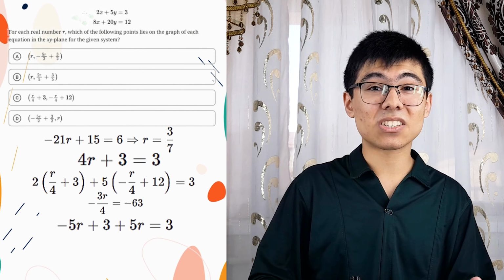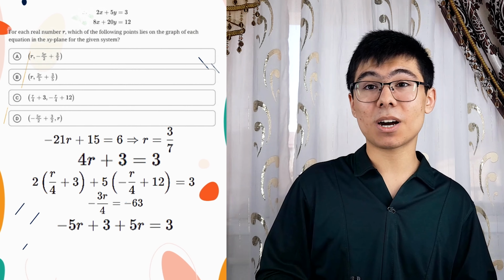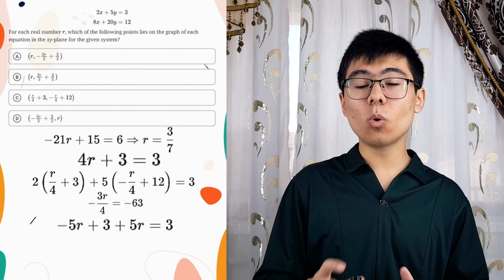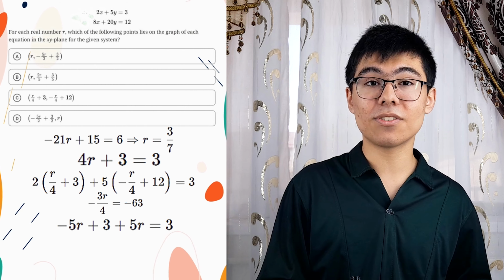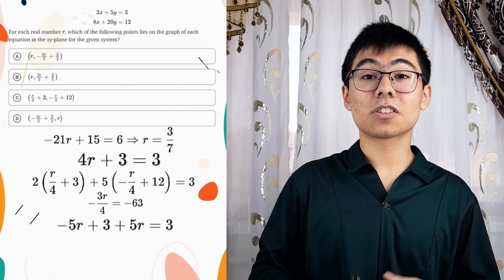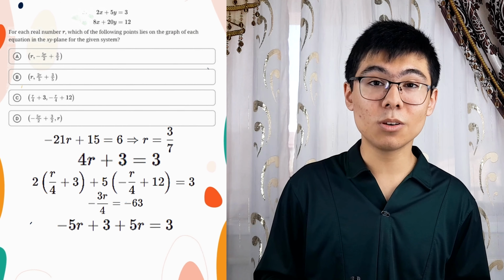And there you have it. When both equations in a system are actually the same, you're only dealing with one line. To find a point on that line, we needed a value that made everything cancel out smoothly. So option D was the one we were looking for.